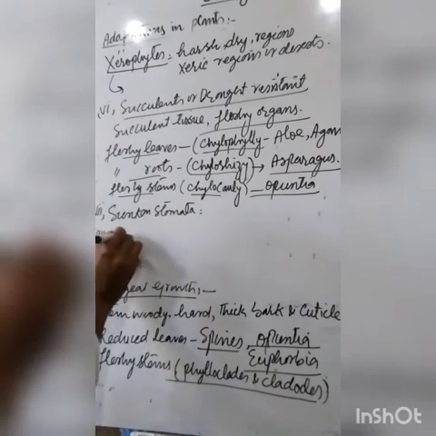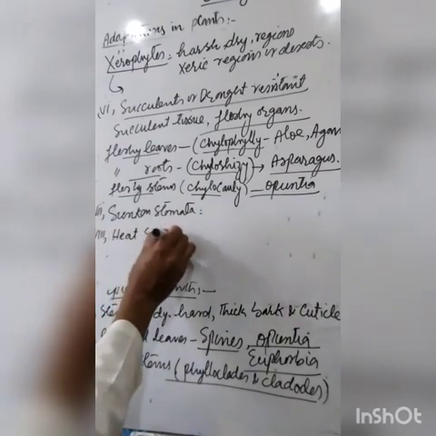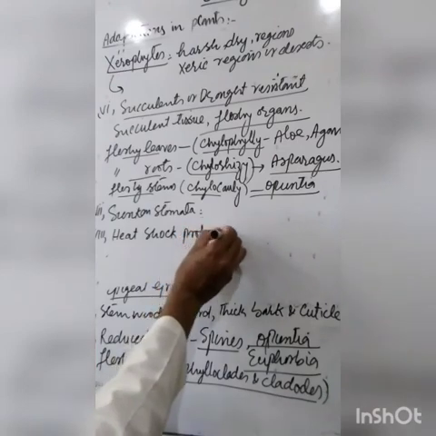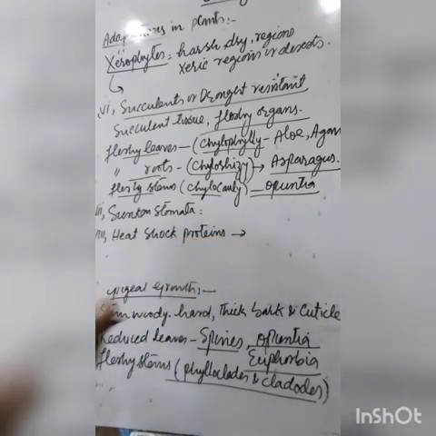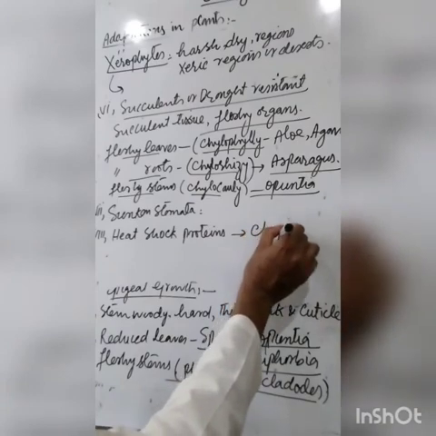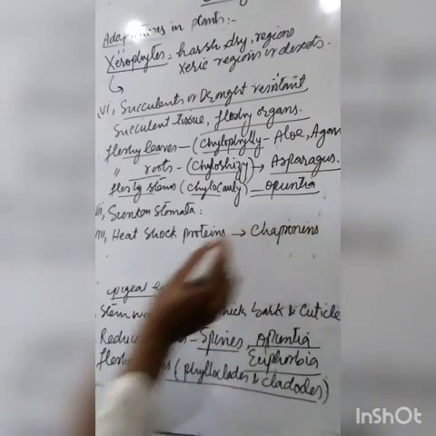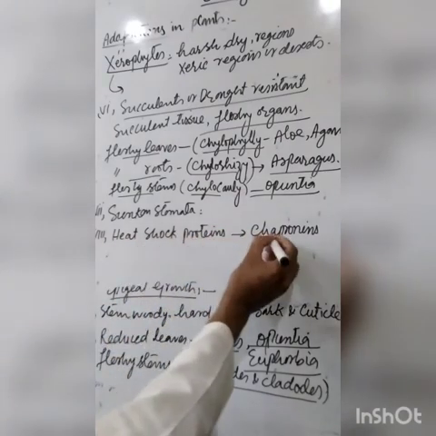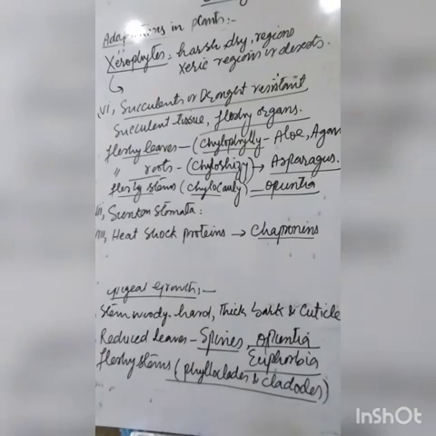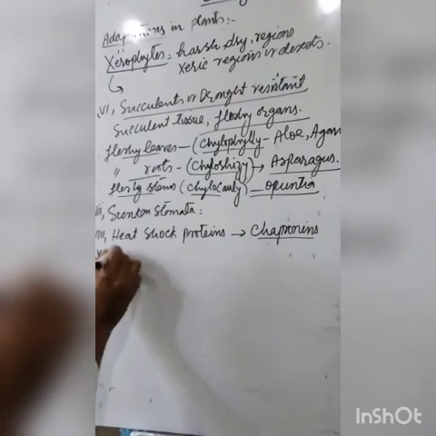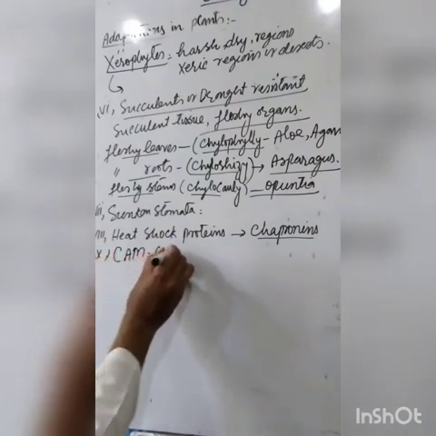And they produce the heat shock proteins. They are called chaperonins. These protect the other proteins from denaturation. Chaperonins protect the other proteins from denaturation. And there is one that is called the CAM pathway, crassulacean acid metabolism.